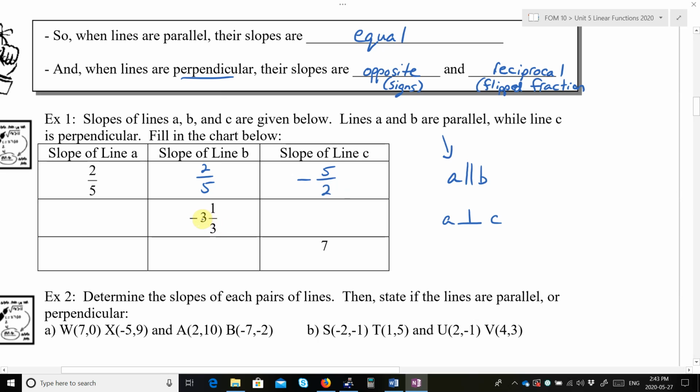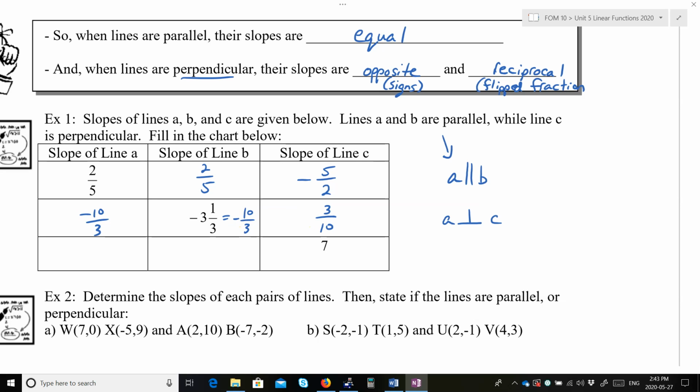Okay, for the next one, negative 3 1/3, let's change that to a rise over run, an improper fraction. 3 times 3 is 9, plus 1 is 10 over the bottom number, so it's negative 10/3. A and B are parallel, so this will also be negative 10/3. And C is perpendicular, so the fraction will be flipped and have the opposite sign. The opposite of a negative sign is a positive sign, which we don't usually write.